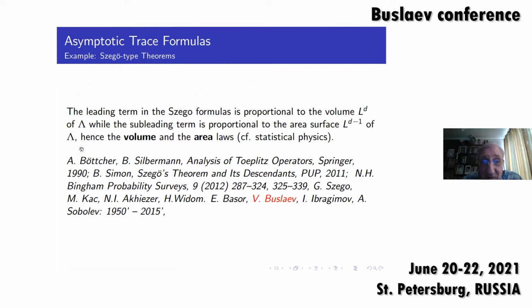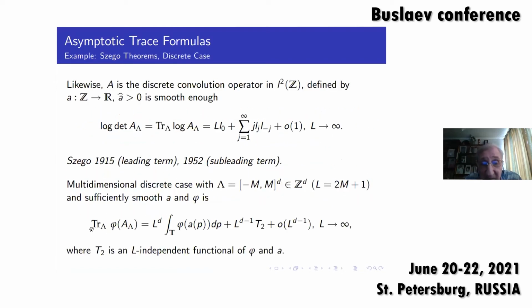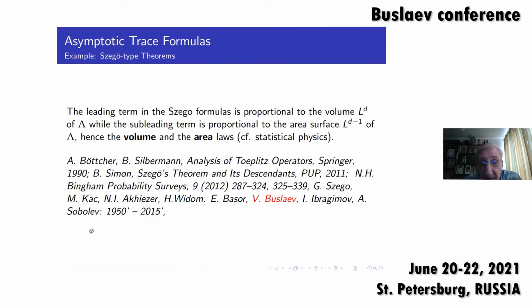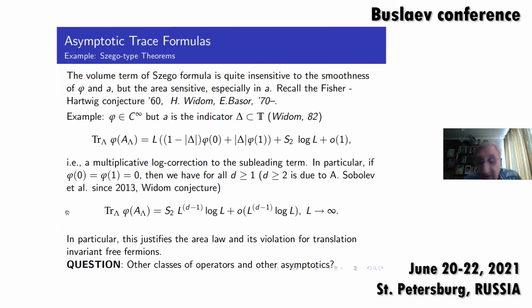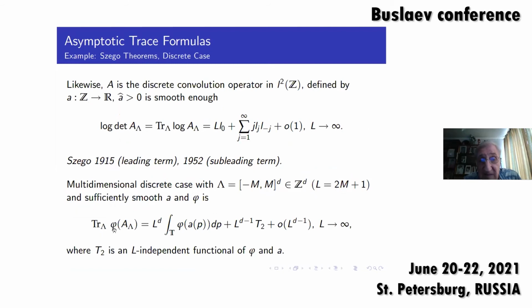There is a very thick volume by Böttcher and Silbermann. There is a book by Simon, the reviews, and there are people who worked on this, whom I would like to mention. Among them, Harold Widom, Estelle Basor, who is here, and Vladimir Buslaev, to whom we dedicated this conference, and one of your colleagues, Sasha Sobolev, who did a lot, especially in this multidimensional case. The results written here are valid for sufficiently smooth A and phi.